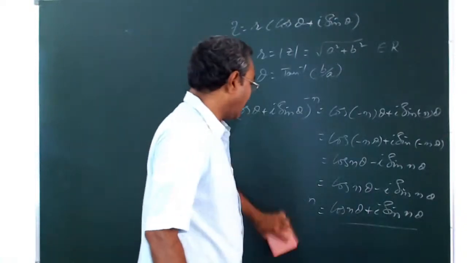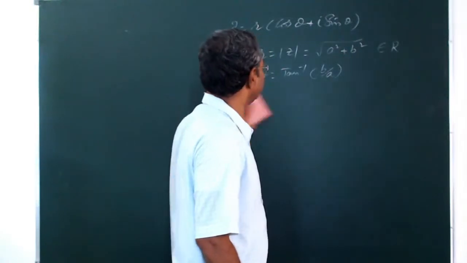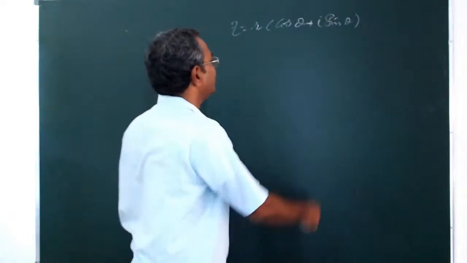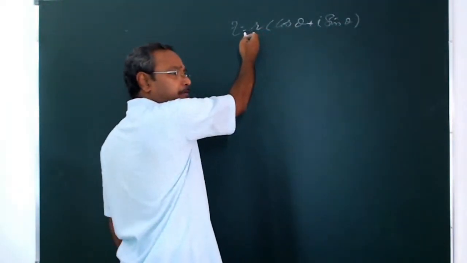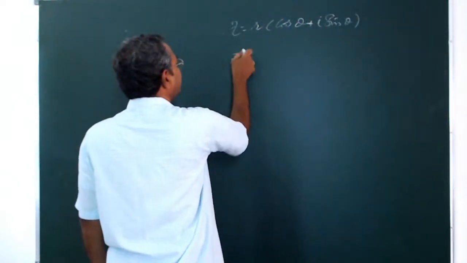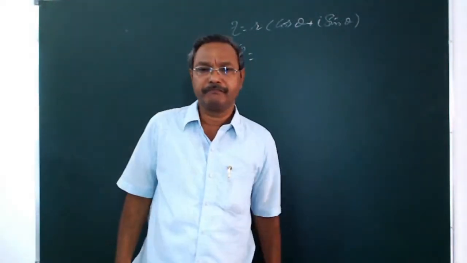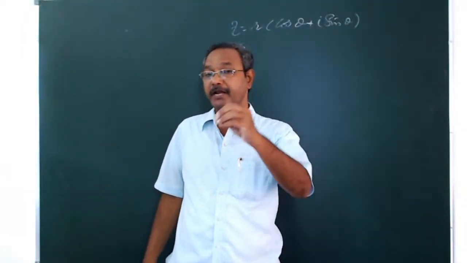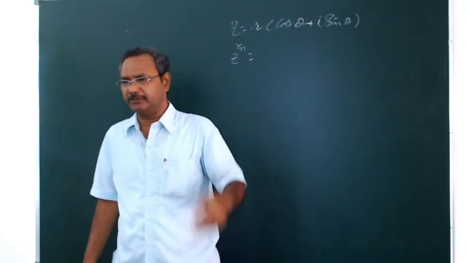After this, we have shifted our attention to nth roots of a complex number. Suppose z is a complex number, r into (cos theta plus i sin theta), for a particular value of r and a particular amplitude theta. Now, what is the nth root of this complex number? Naturally, there will be n different nth roots for the complex number z. So what are those nth roots?